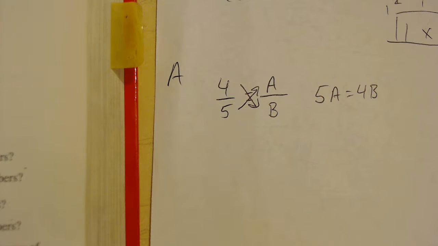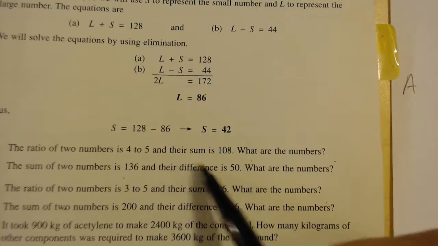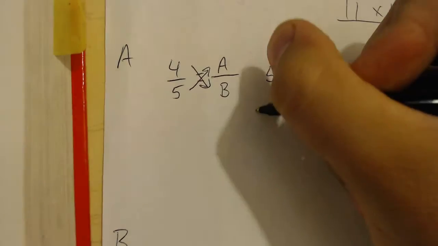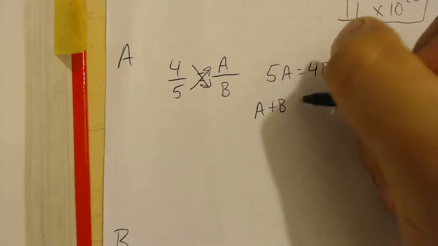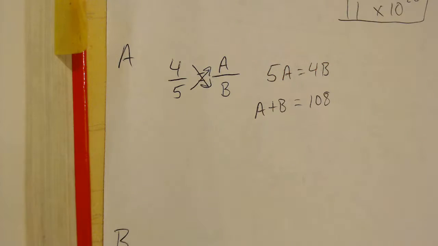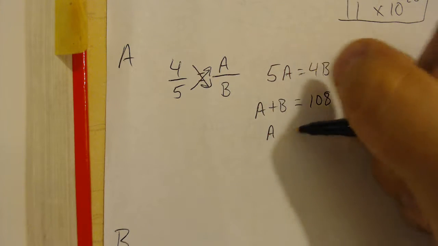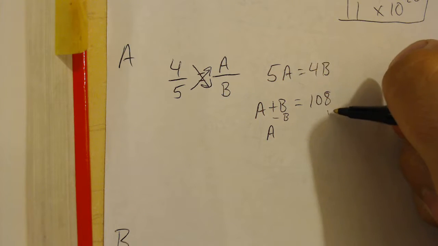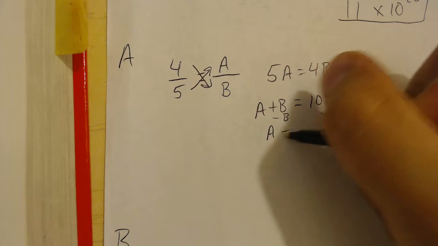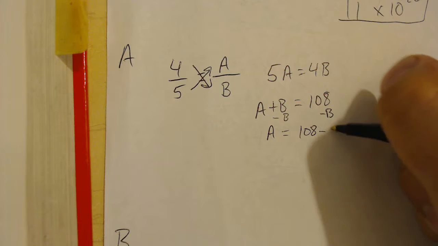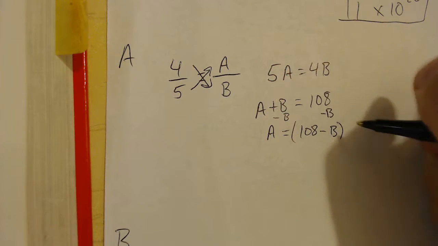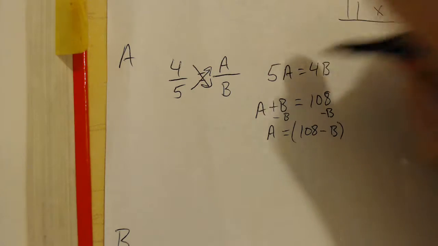Then it also tells us that their sum is 108. So we'll use that information to write another equation. Sum being addition, we just write A plus B equals 108. From here we're going to substitute to solve. If I keep A on this side and I subtract B from each side, I get A equals 108 minus B.